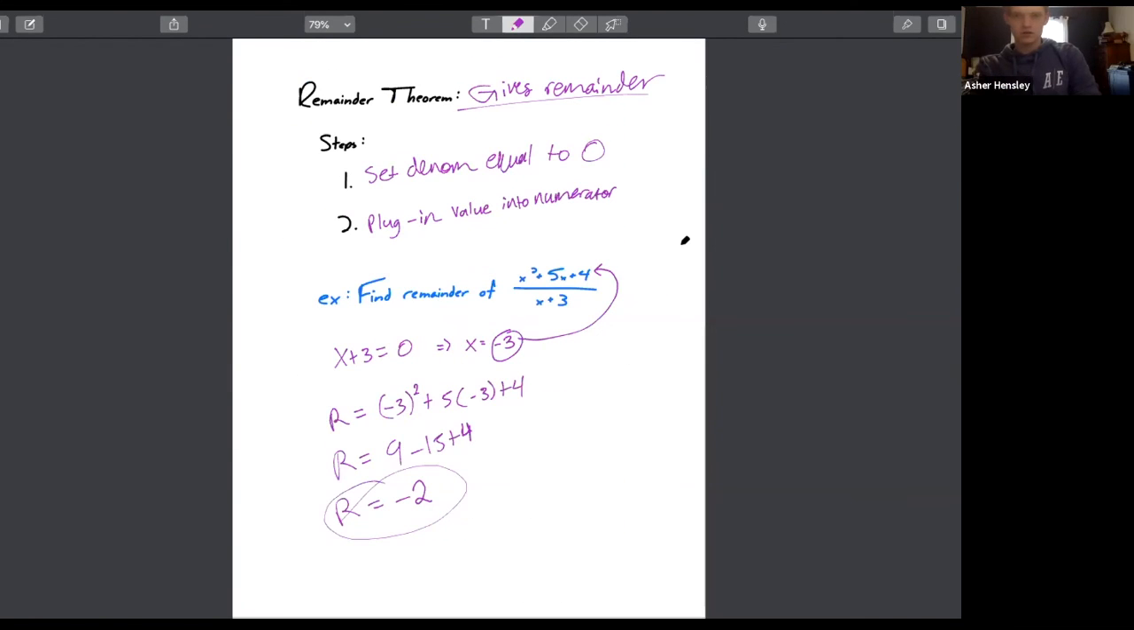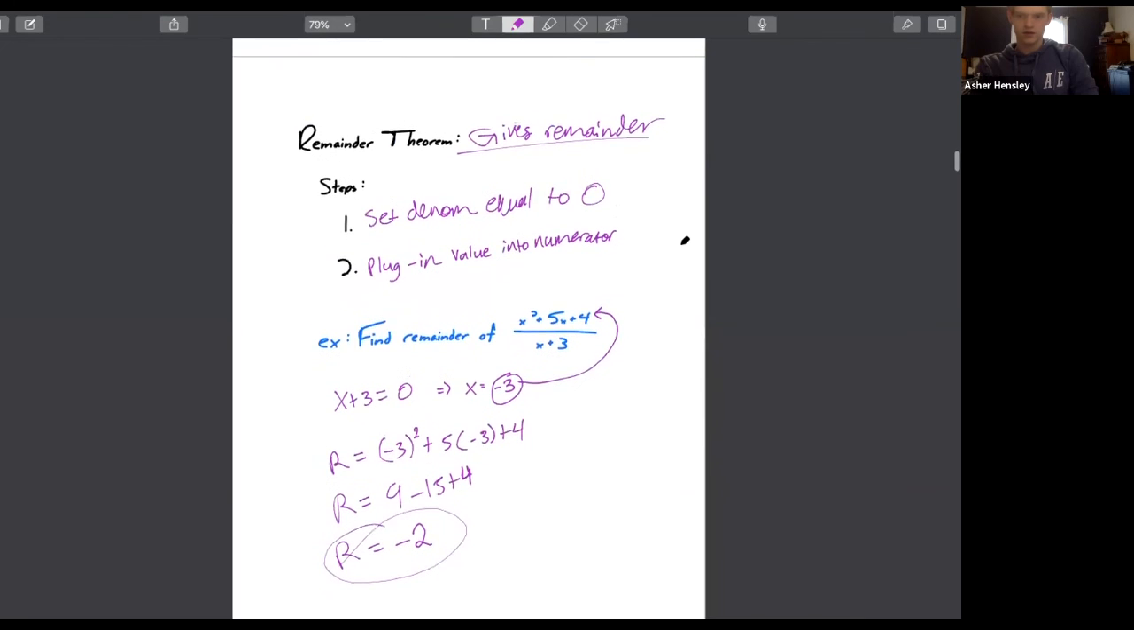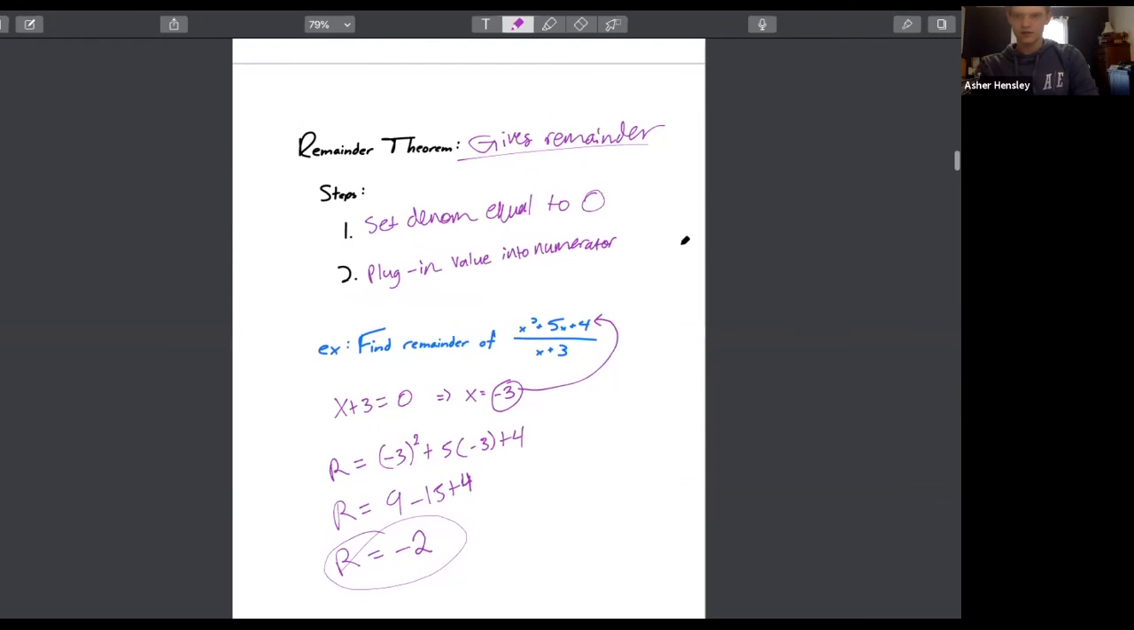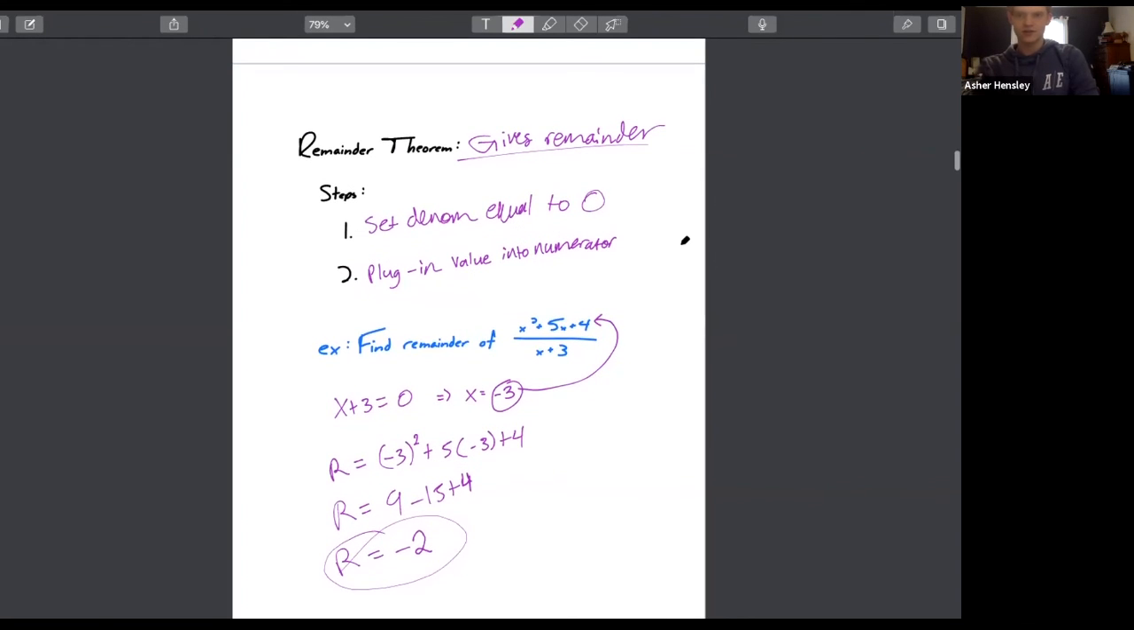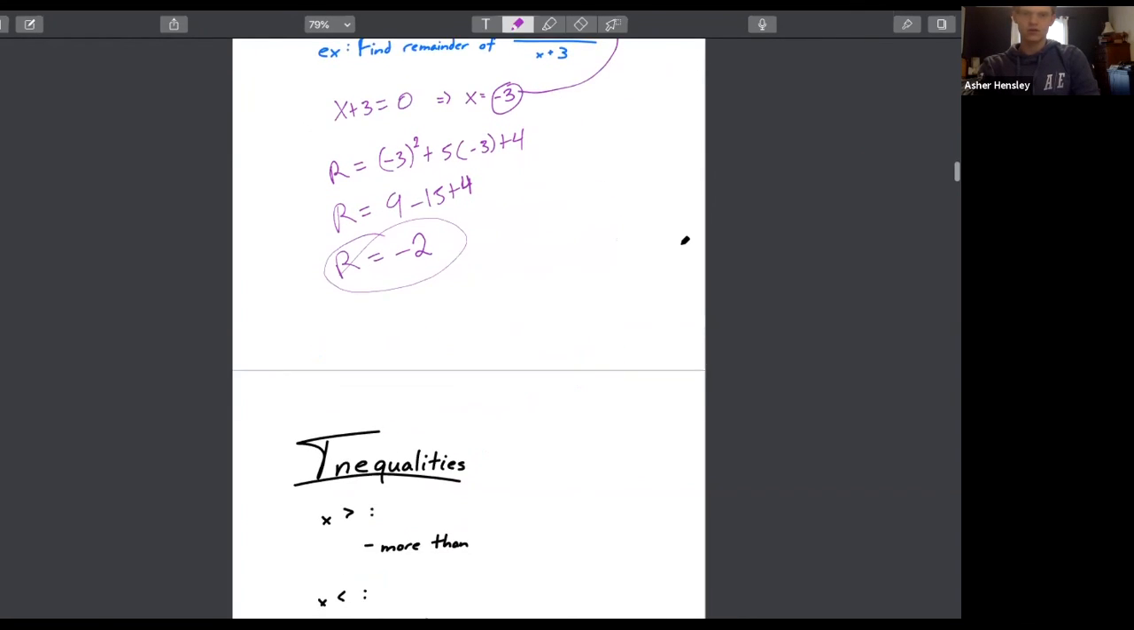Okay, any questions, y'all, on this concept right here? Any questions? Feel free to unmute, private message, put a question mark in the chat if you have questions. No questions. Okay, cool. All right.